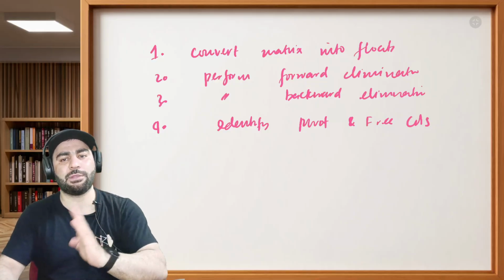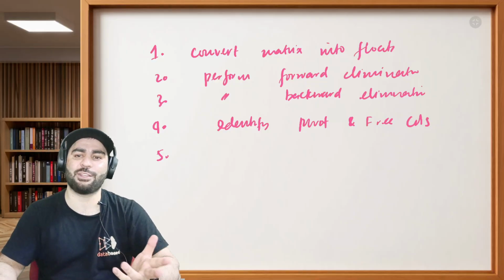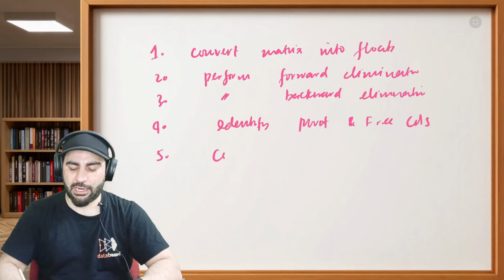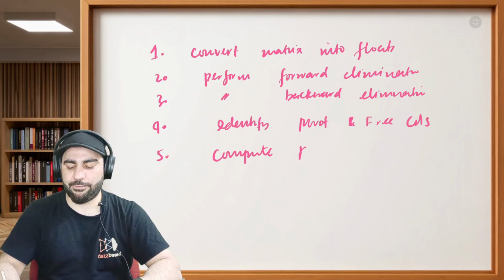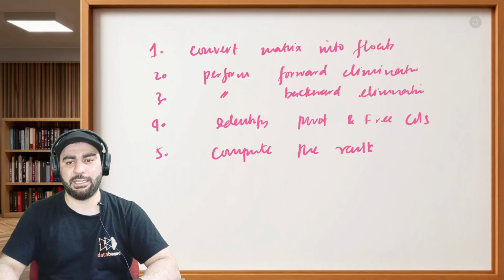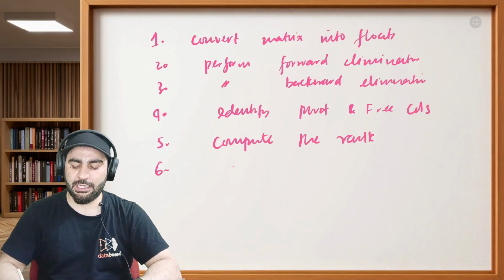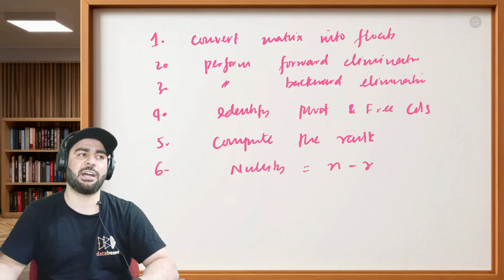You will identify pivot columns and free columns. Fifth, you can compute rank, because you now know the pivot columns. Once you know the rank, you can also compute nullity. Sixth is nullity. Nullity is the number of columns minus the rank, n minus r.